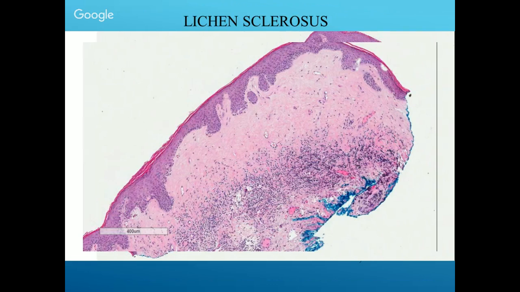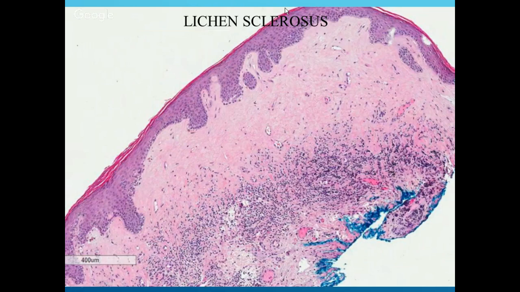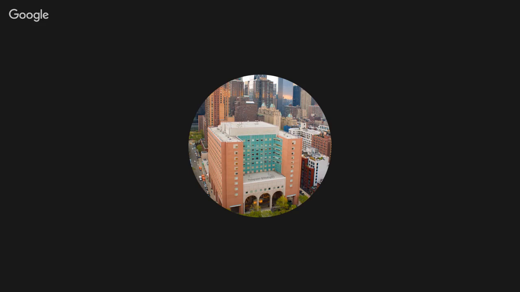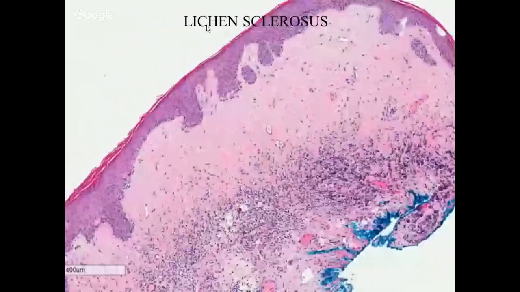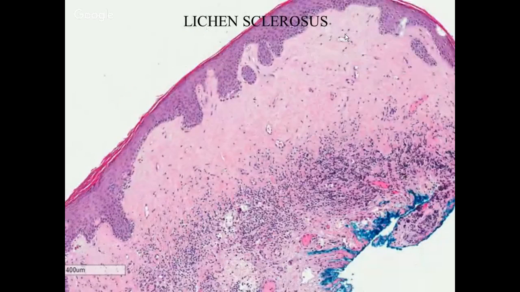So if you go high power, you can see that there is a dense sclerosis, fibers in that area actually, and the inflammation has been pushed below the sclerotic region. So you have mostly atrophic epidermis, and that is the reason many times this is also called lichen sclerosus et atrophicus. And that is the only thing that is telling you that the epidermis is atrophic. But if you don't see that, it is okay.